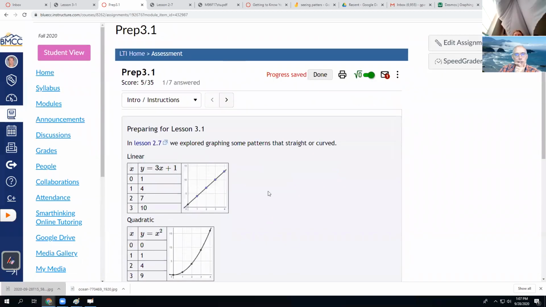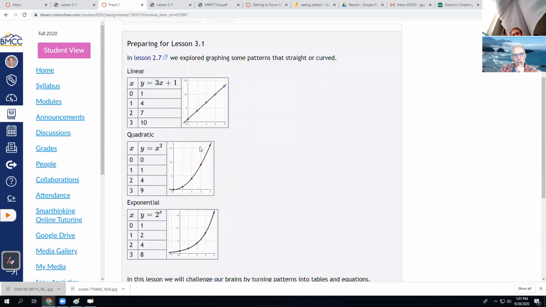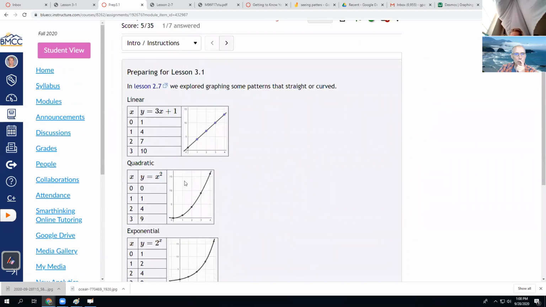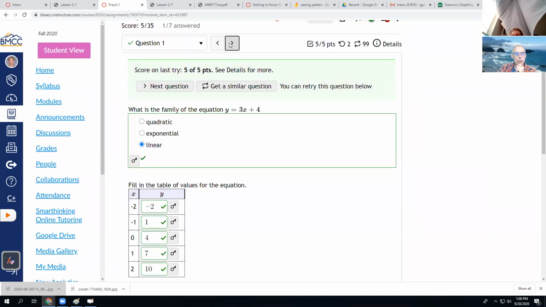So again, make sure you read any introductory information. These are the three kinds of patterns that you're going to see in the next few problems: a table of numbers, related to an equation, and a graph related to the table of numbers. We're going to look at linear, quadratic, and exponential. I just did a linear example earlier.